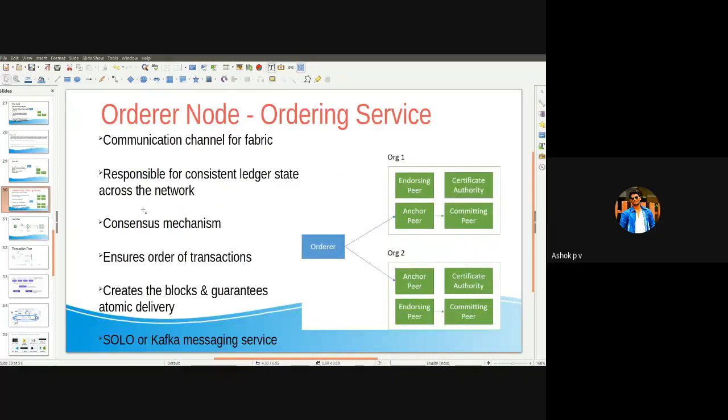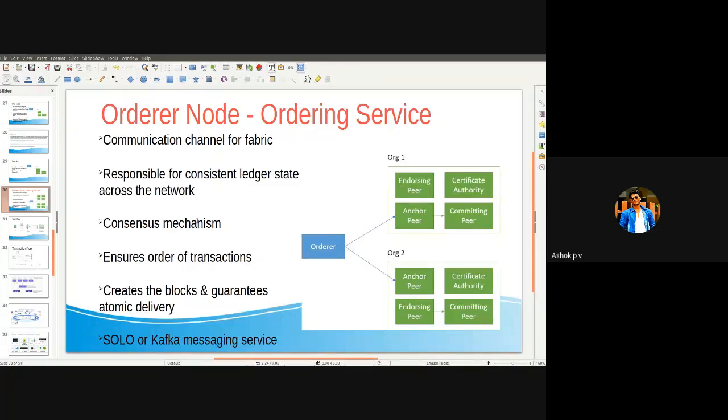As I told you, the ordering service is a kind of messaging system that sends the transaction messages to different organizations, to the anchor peers. So if you have 4 organizations using a single blockchain network, the orderer is the main cause for sending the data across the different organizations, so that the ledger is getting updated and shared equally. It is responsible for maintaining a consistent ledger state across the network.